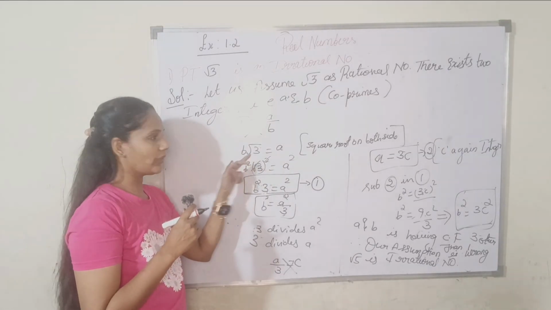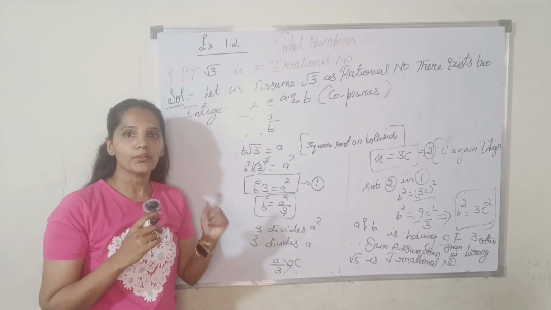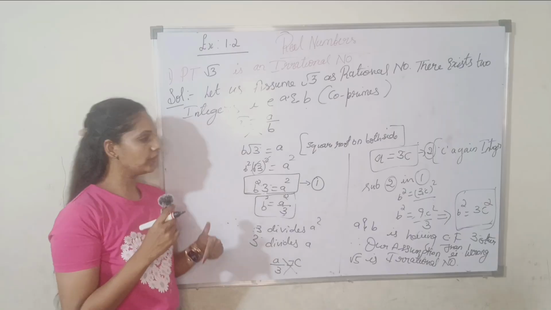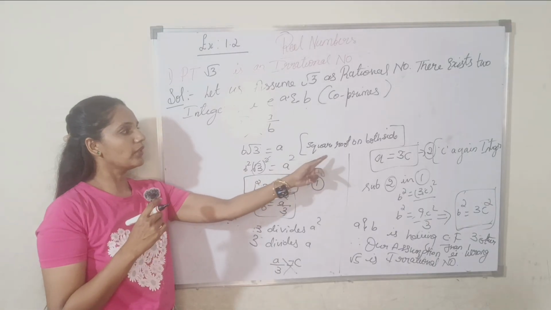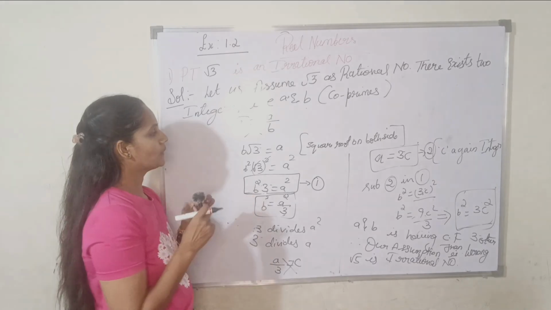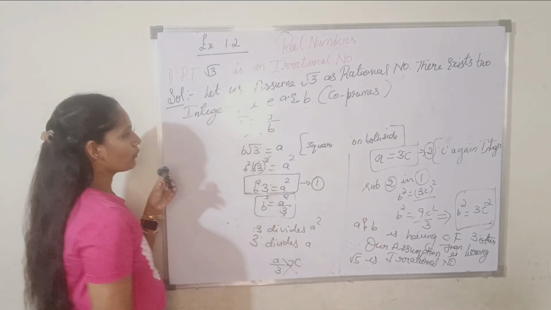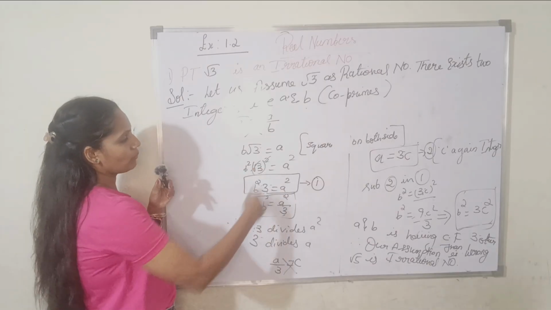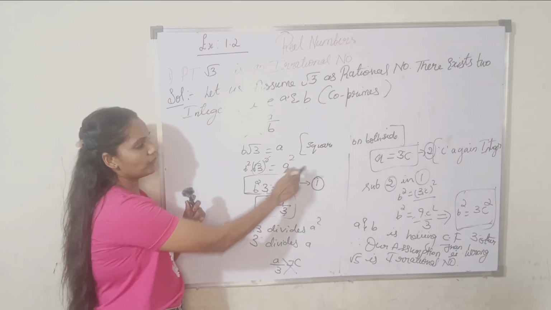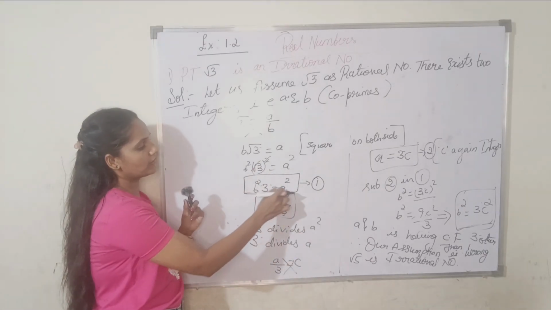Now, if anything is in square root form, you cannot solve that. So in order to solve it, we have to remove the square root. That is why we do square on both sides, in order to remove the square root. When you do square on both sides, it becomes b square root 3 whole square is equal to a square. Now square and square root get cancelled. You will get b square 3 is equal to a square.